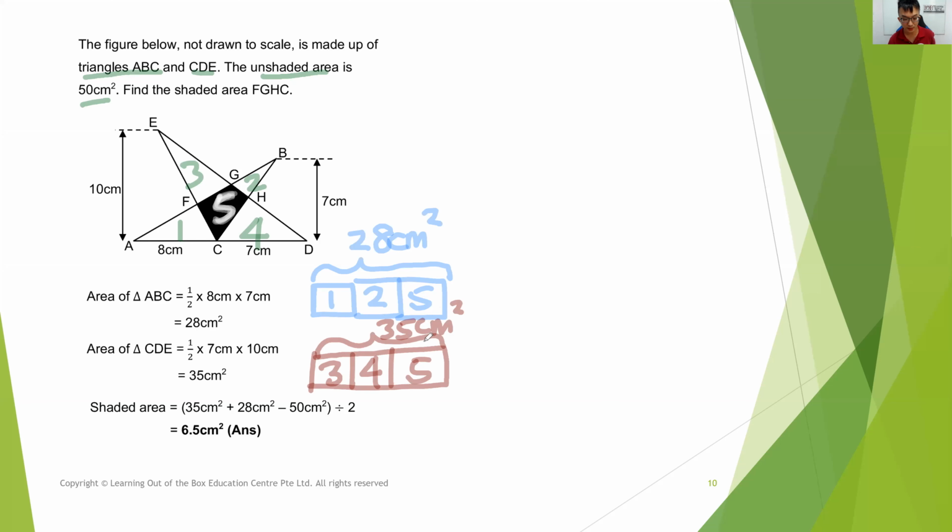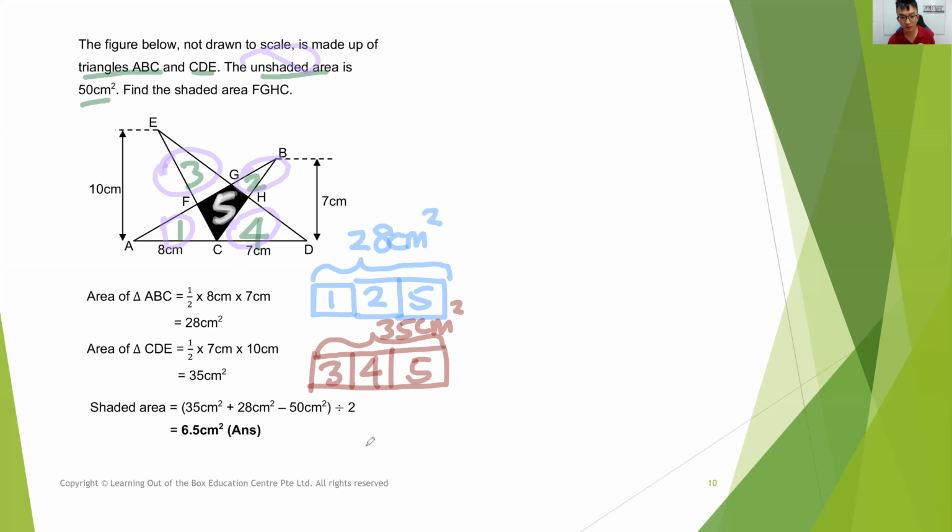Okay, so now, tell me which parts make up 50 cm square. Sorry, cm square. Unshaded, right? Unshaded is 1, 2, 3, and 4.